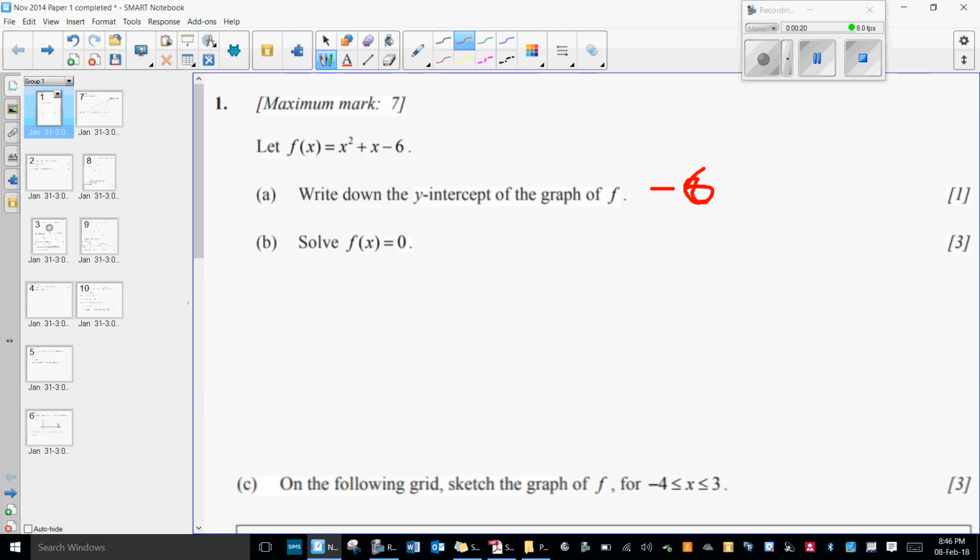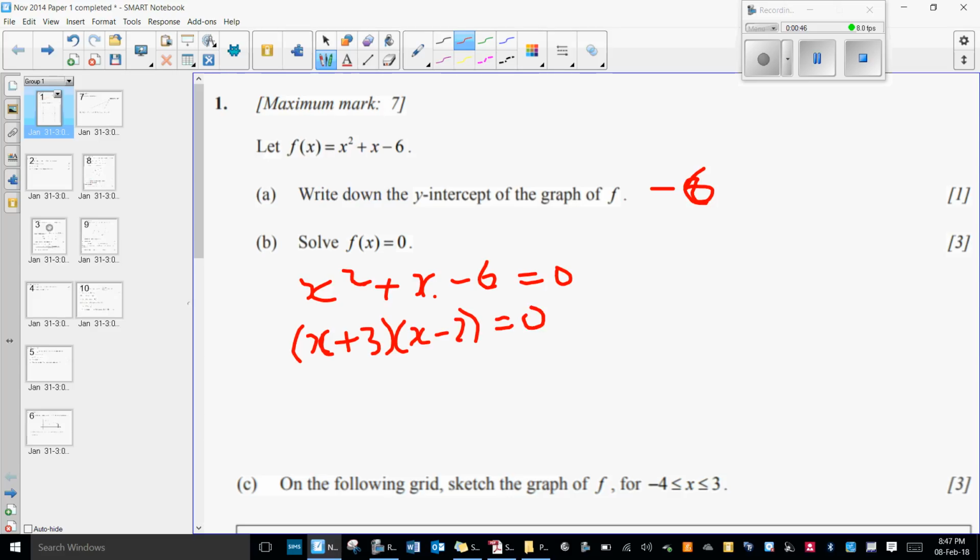Solve f(x) equals 0, so we've got x squared plus x minus 6 equals 0. So we're trying to find two numbers that multiply to give negative 6 and add to give 1. So that's positive 3, negative 2. So that means that x is negative 3 or positive 2.